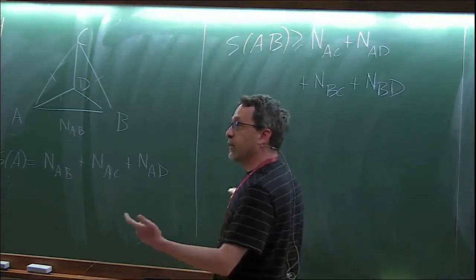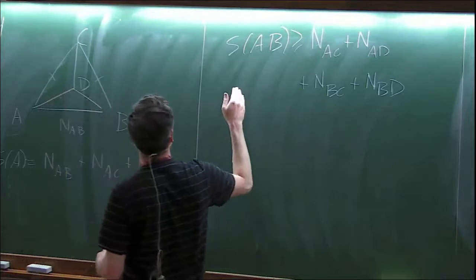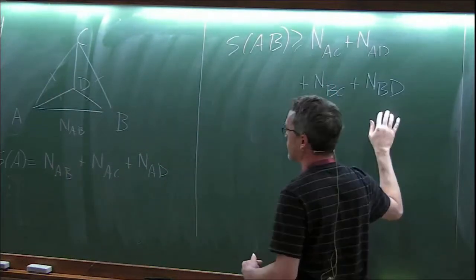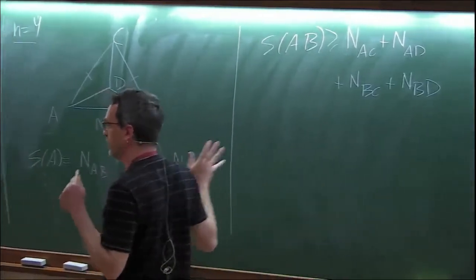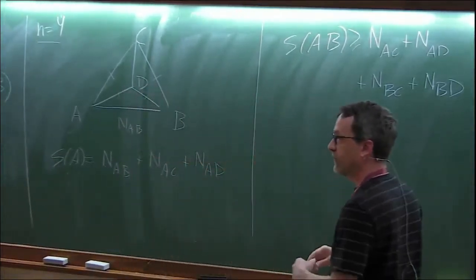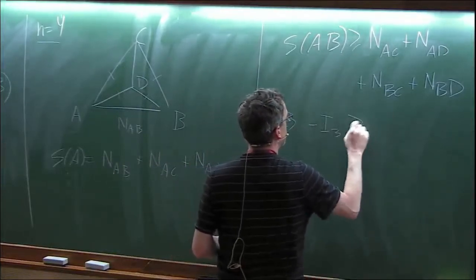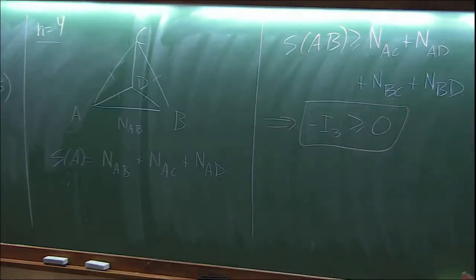And now you just plug and chug. So the formula had these four numbers. It had these three numbers, each of which has four terms, minus these four numbers, each of which has three terms. And you can see it's the same terms. And so you get from this inequality this, okay? So that's the proof of monogamy.